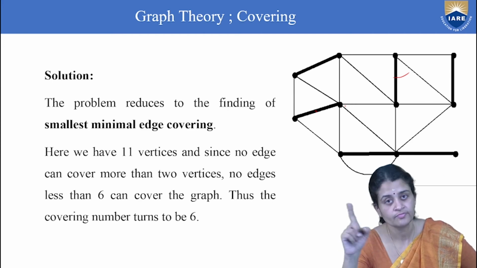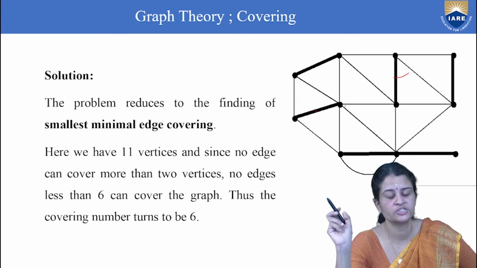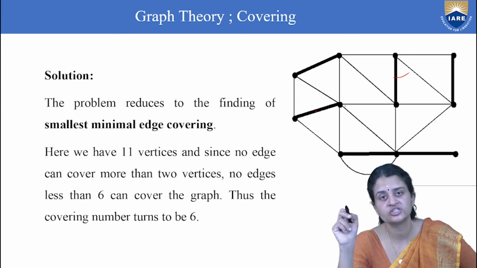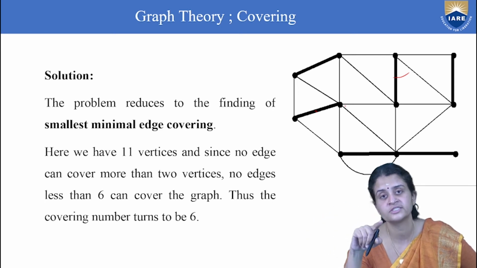So we have already seen that in edge covering, if any graph G is of order n, then the minimum number of edges is the least integer greater than or equal to n by 2. Here n is 11, and n by 2 means 5 point something. So we have to take at least 6. At least 6 patrol car surveillances are required to cover the trouble spots in this case. Okay.